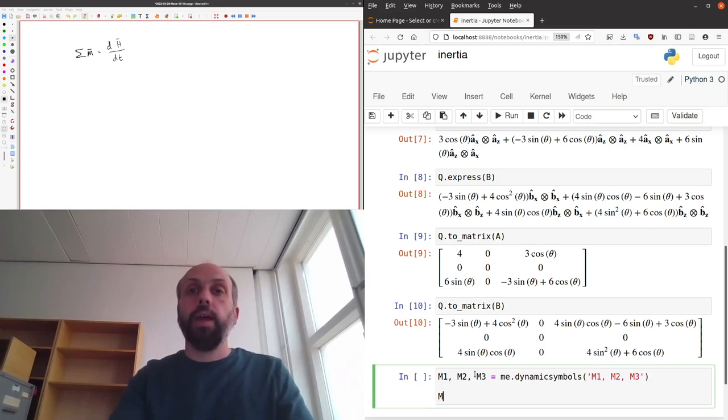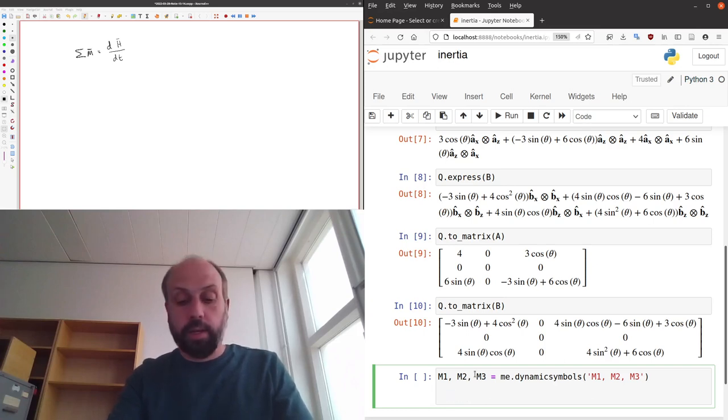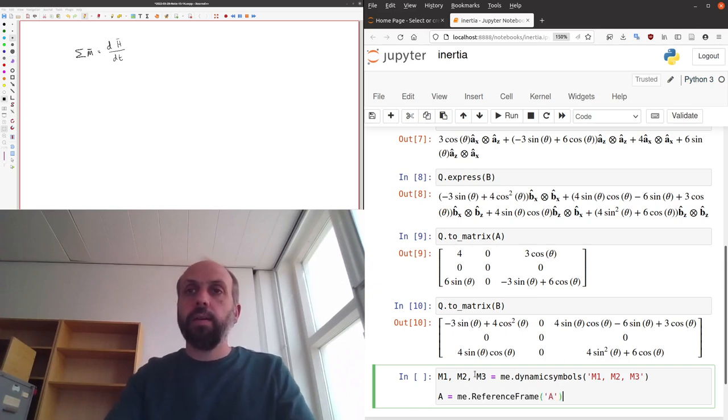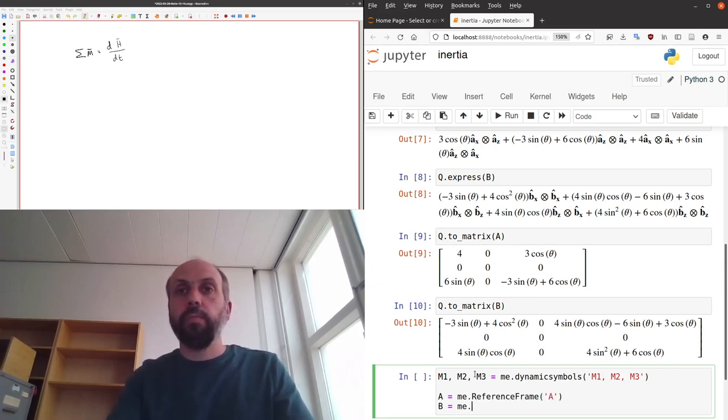And then I'll make a sum of the moments, M equals M1. I guess I want to create, we've got A and B already, so let me just redo that. Reference frame A, then we'll have body A, reference frame B.